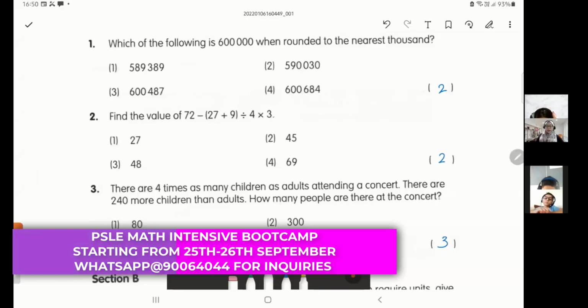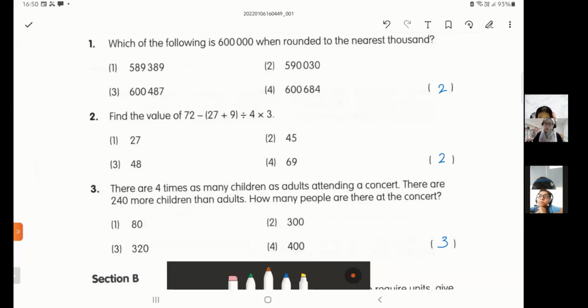Which of the following is 600,000 when rounded to the nearest thousand? Rounded to the nearest thousand. So you are given these few options, 4 different numbers. So what must you do? You must round each of these numbers to the nearest thousand.